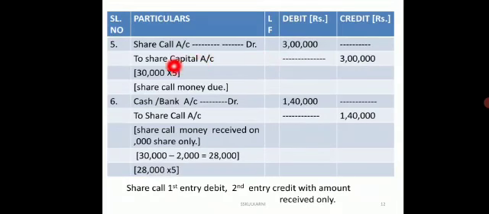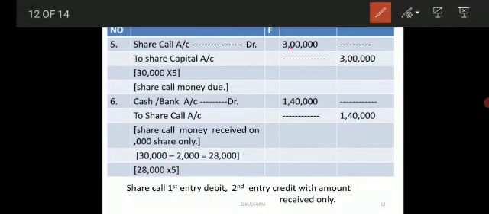Now coming to the third one, that is for making the call. Share call account is debited. The company makes the call after allotment as and when the money is required. So share call account is debited to share capital. 30,000 into 5, your amount should be 1,50,000 on both sides.